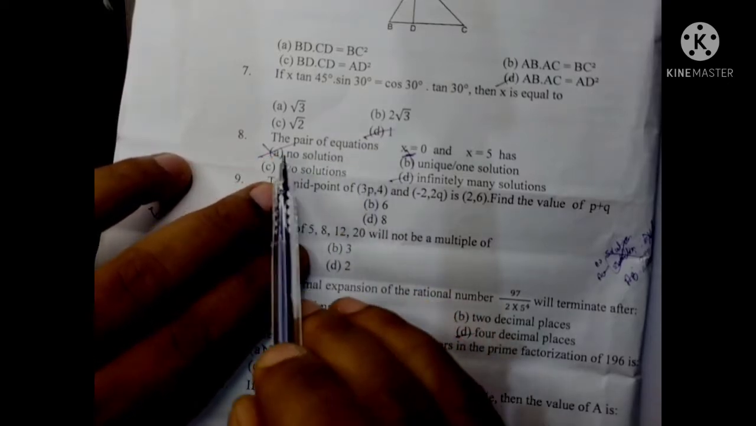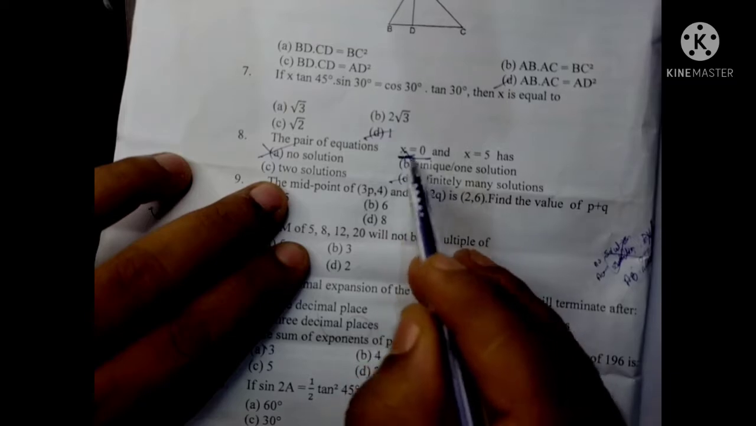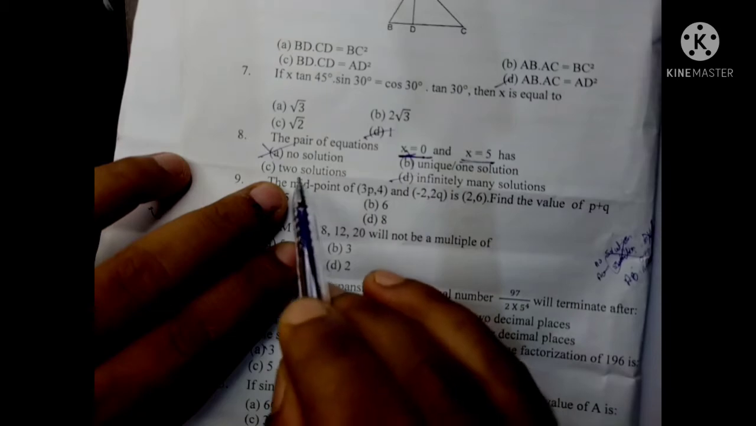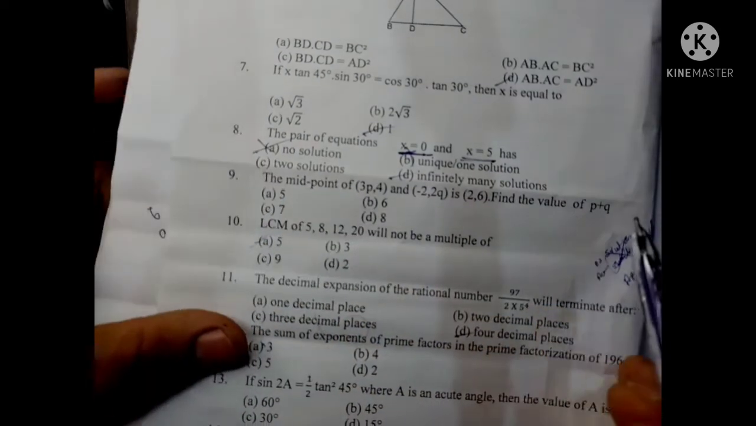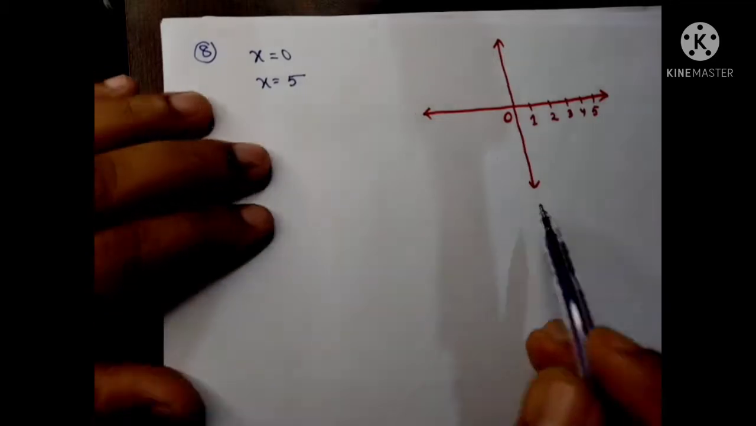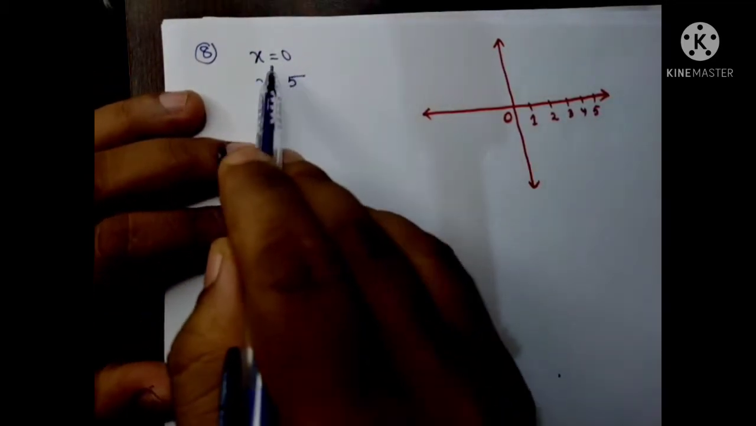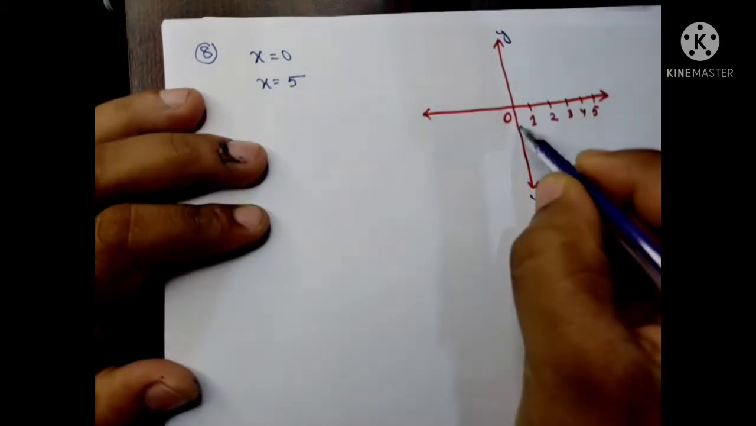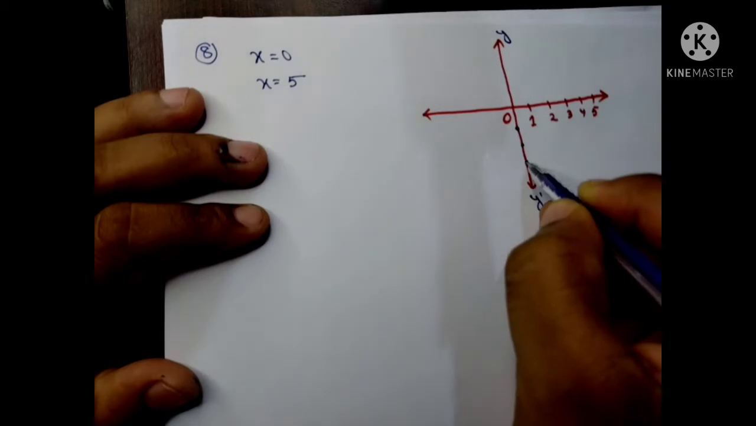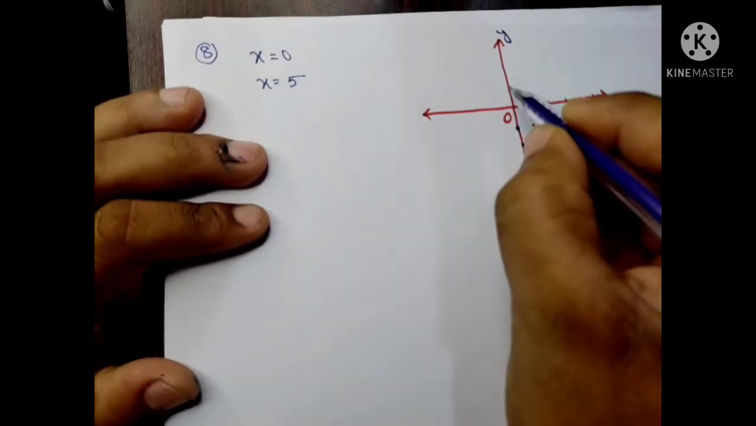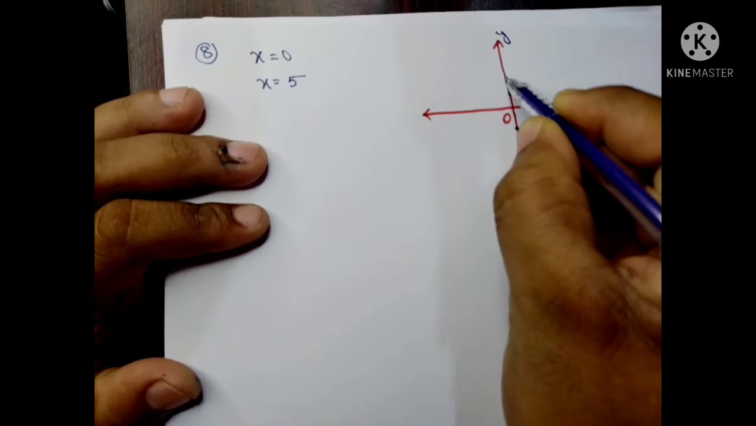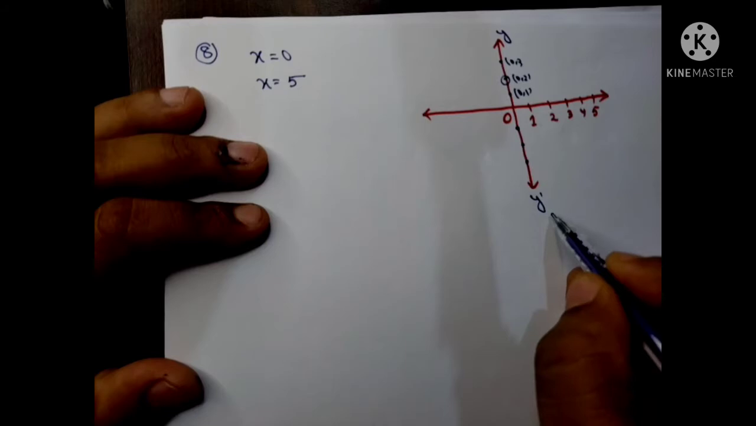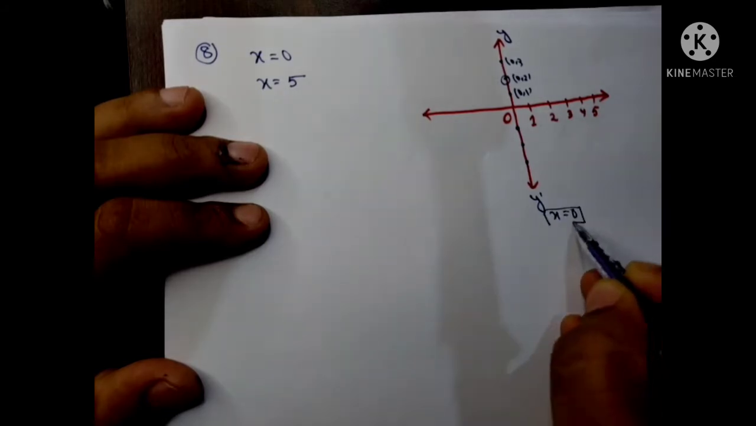It is given that the pair of equations x is equal to 0 and x is equal to 5 has no solution, unique solution, two solutions, or infinitely many solutions. So here you see x is equal to 0. It is the equation of the y-axis. Why? Because every point on the y-axis has the x-coordinate 0. This is your 0, 1. Similarly, this is 0, 2 and this is 0, 3. So x is equal to 0 is the equation for the y-axis.